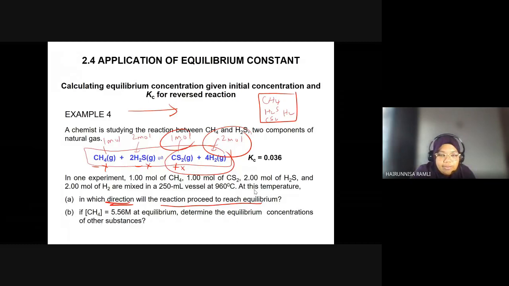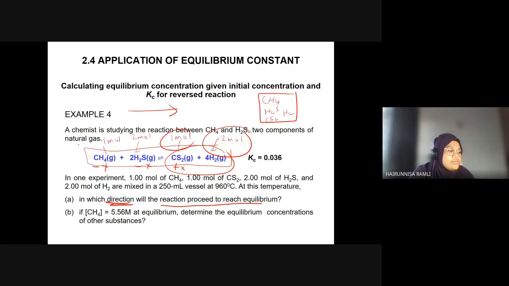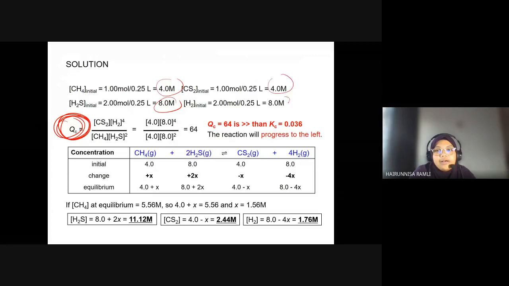Okay, dapat soalan macam ni. Macam mana nak buat? Of course, QC is very important. QC, nak tengok direction tadi. Of course lah, dia bagi mole semua. Dia nak suruh awak kira banyak sikit. Bagi mole, bagi volume. Kira dulu dapatkan concentration eh. Okay, dapatlah. Concentration dapat. Kira Q dulu. Dah ada kan ada concentration semua ni?